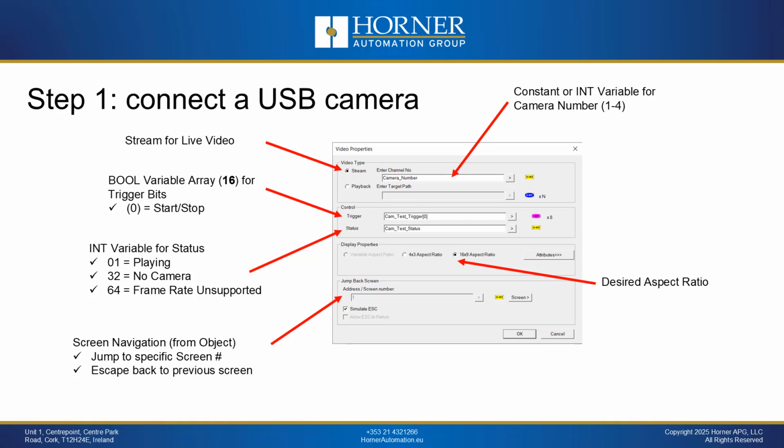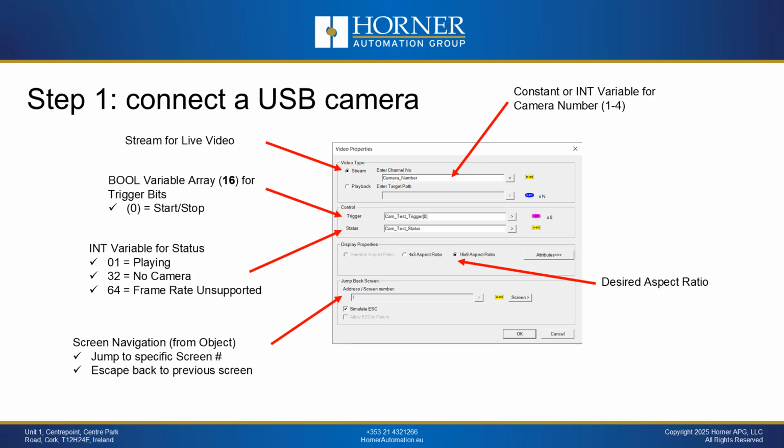This register provides feedback on the video object's status, such as whether the video is playing, whether the controller failed to detect a camera, or whether the selected camera is outputting an unsupported frame rate. For example, a value of 0 may indicate that no camera was found, or no camera number was selected, while a value of 64 may indicate an unsupported frame rate from a connected camera.